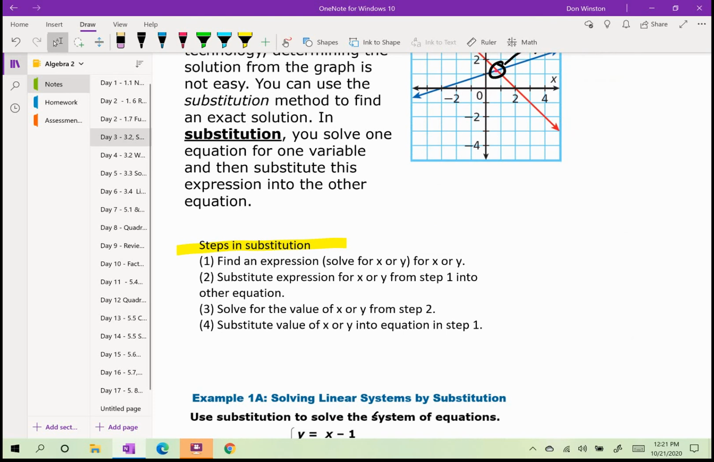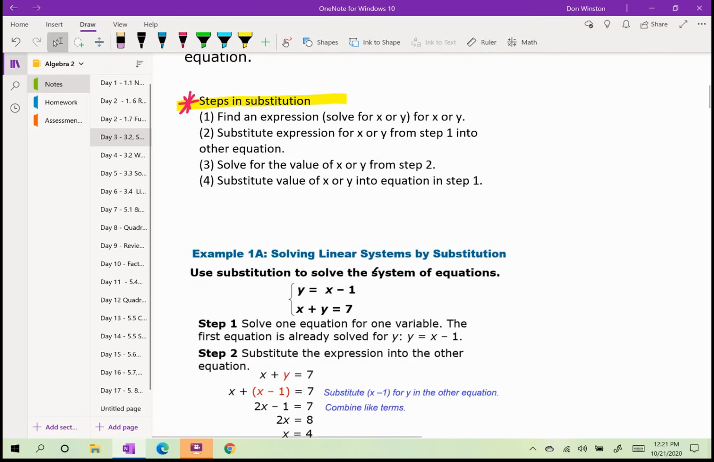So these are the steps I say you do. Number 1, you find an expression. You solve for x or y. For x or y, you find an expression for x or for y. Step 2, you substitute the expression for x or y from step 1 into the other equation. Step 3, you solve for the value of x or y from step 2. And then finally, you take that value you got from step 3 and you substitute the value of x or y into the equation in step 1. And those are the steps you do. So let's take a look at this.